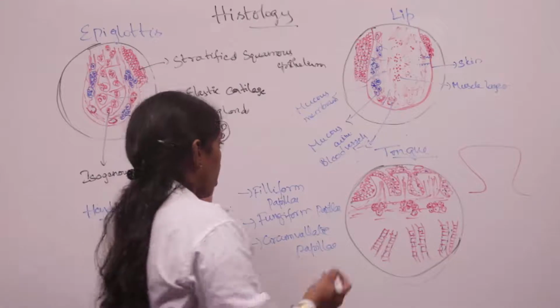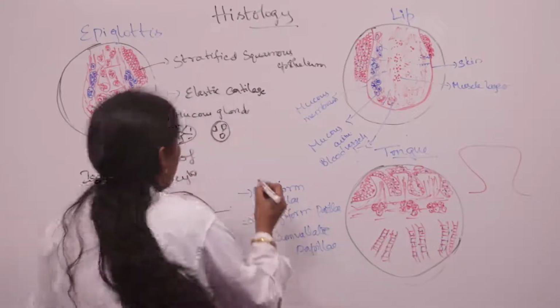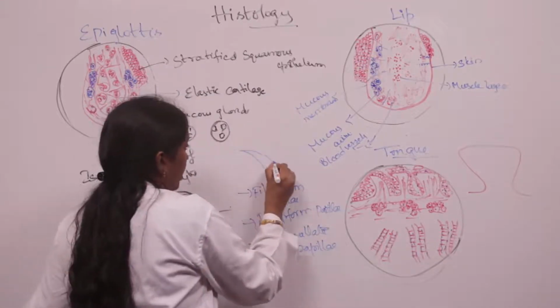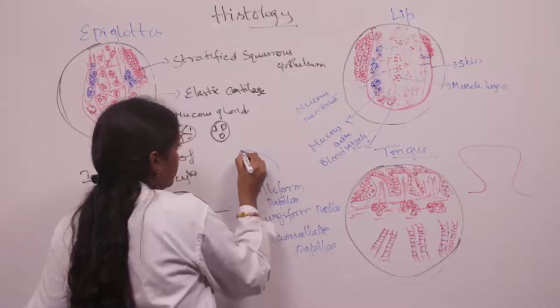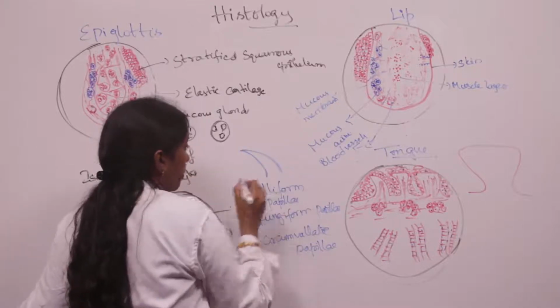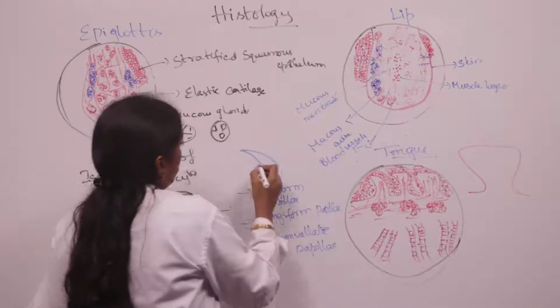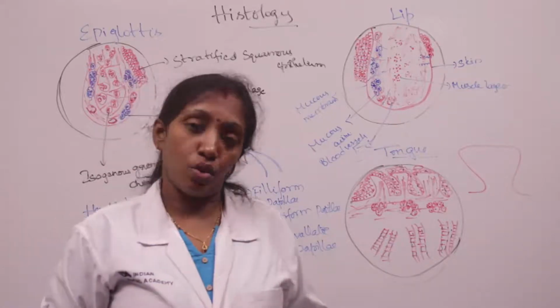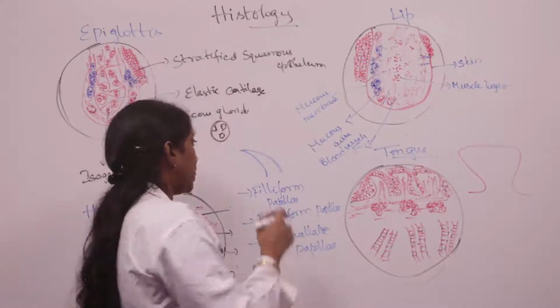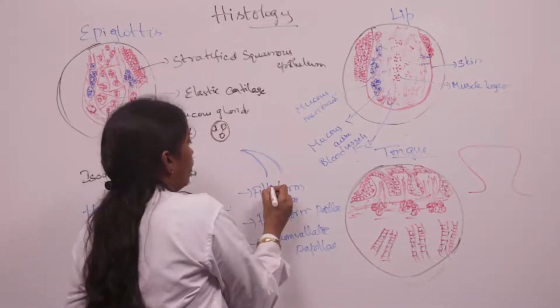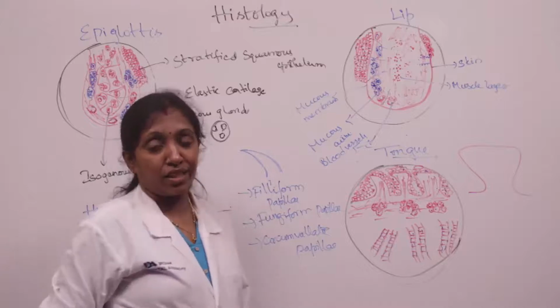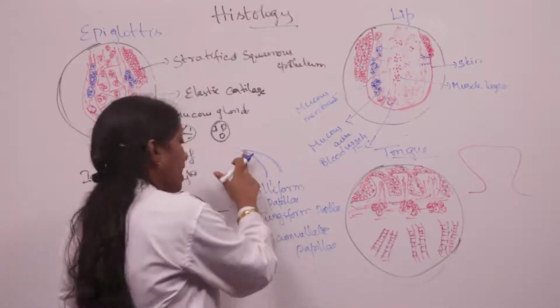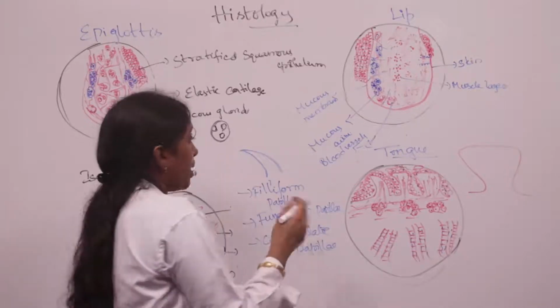When we take the structure of the filiform papillae, it appears like a conical projection. Usually the epithelium of the tongue is stratified squamous non-keratinized epithelium, but the tips of the filiform papillae are keratinized.